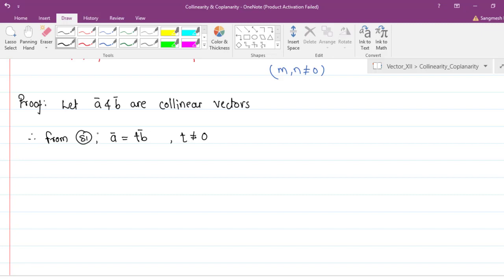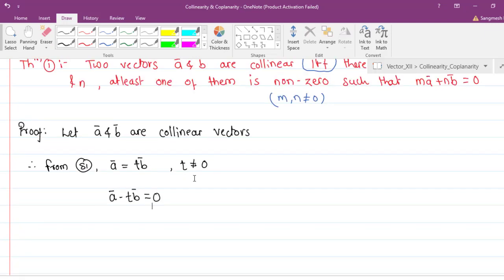Okay, so what to do now? You take a bar and t b bar on one side, so a bar minus t b bar is equal to 0. Okay, and what is given here? We have to prove that if the vectors are collinear, then m a bar plus n b bar is equal to 0. This we have to prove.